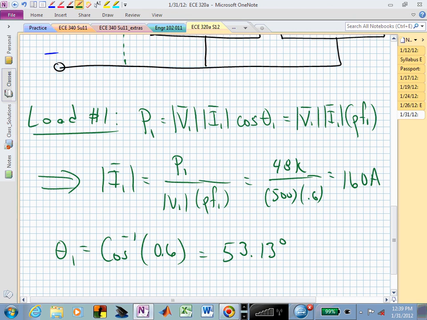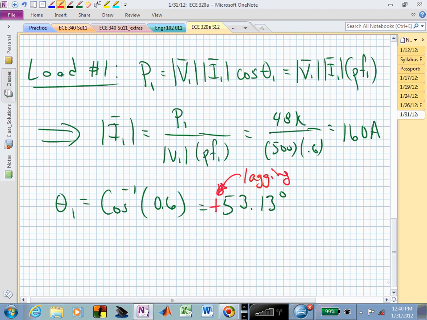It was lagging, which tells us that the angle here is a positive angle if you're looking at the complex component of your complex power in this expression. This is because of the lagging nature of your load.